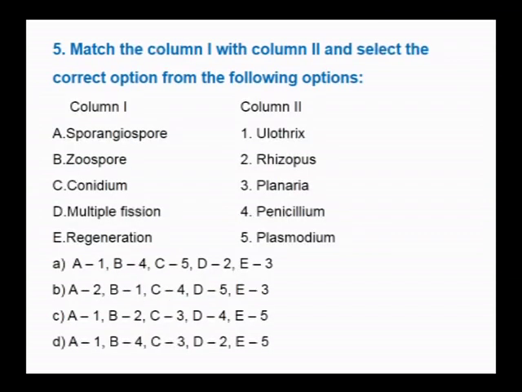See, here I have mixed some of the options from your first PUC. Match column 1 with column 2 and select the correct option from the following. Sporangiospores can be seen in the phycomycetes like Rhizopus. So A goes with 2. So B is the answer. Zoospore, in an alga like Ulothrix. Conidia, you already know, can be seen in penicillium, which belongs to ascomycetes and also deuteromycetes. Multiple fission can be seen in planaria.